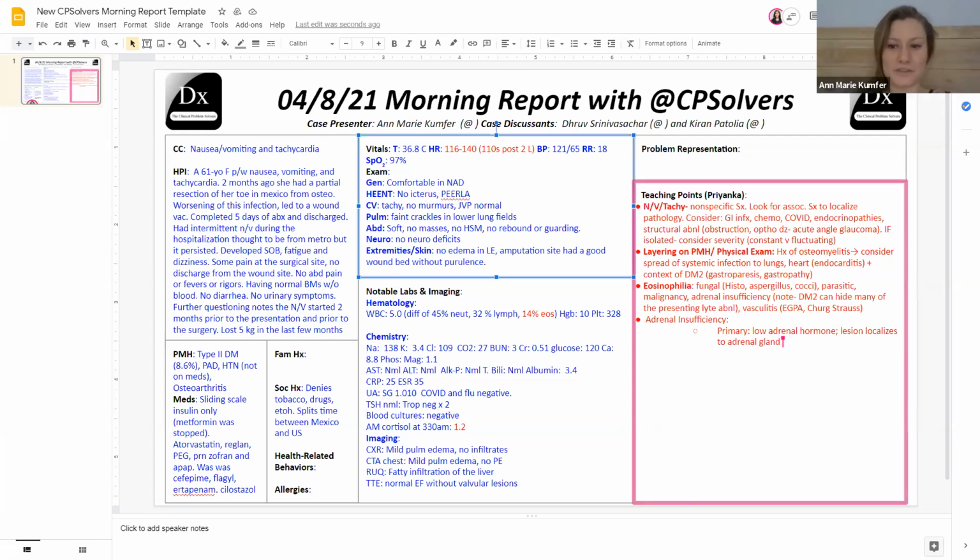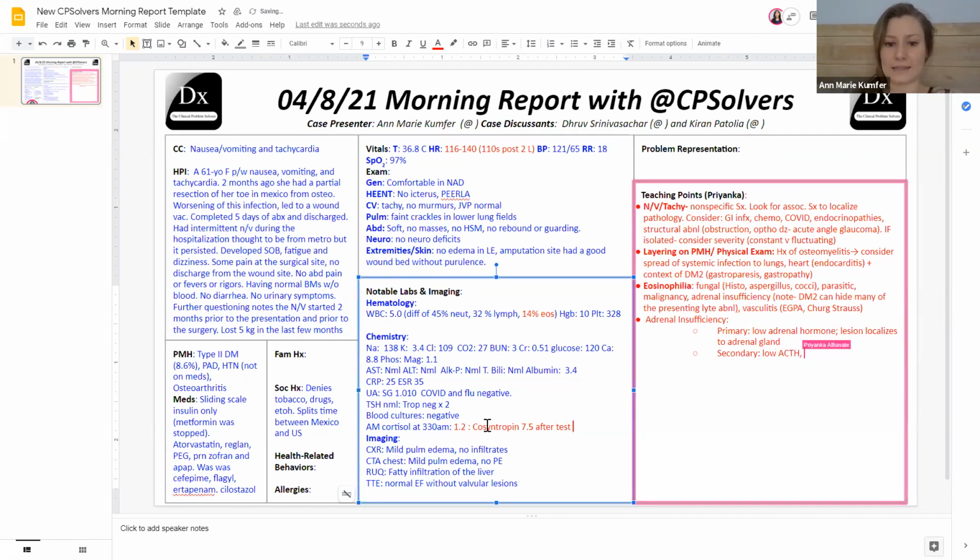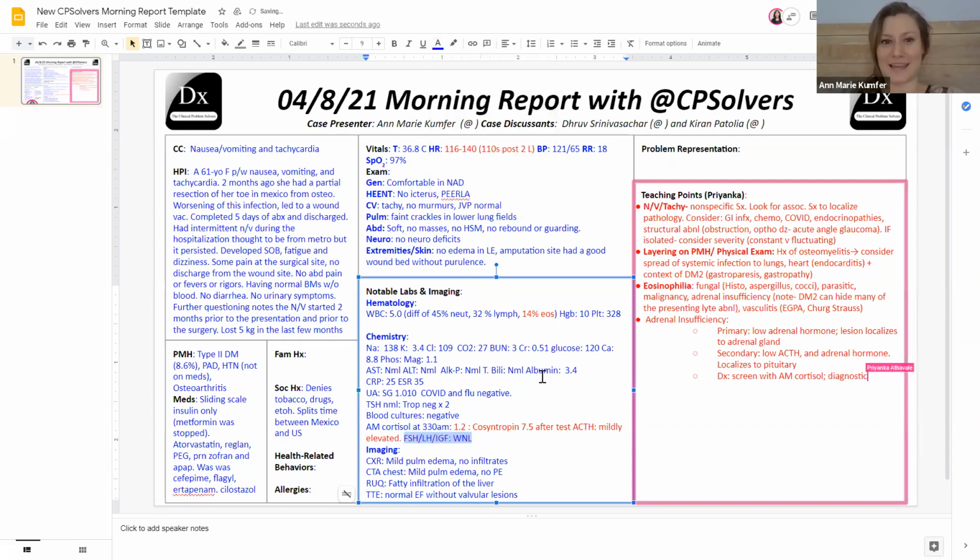Okay, so a cosyntropin test was performed and the cortisol was only 7.5 after the cosyntropin test. An ACTH was tested. It was not back at the time, but later came back just very, very mildly elevated, but only a little bit. And then FSH, LH, IGF, everything else that was tested came back within the normal range. The final etiology was figured out after discussing more with the patient, and it was the endocrinology team that helped figure out what happened.